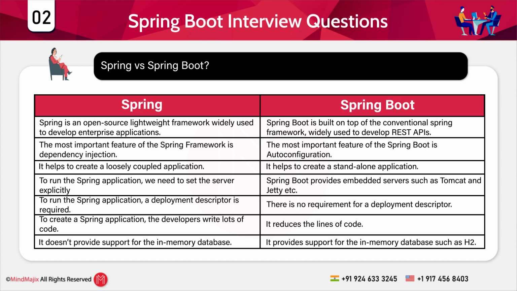And one more difference is, to run a Spring application, we need a deployment descriptor actually. There we need to specify the dispatcher servlet information. There we need to specify the controller information. All this information is required, right? Either in the web.xml file, or in the Spring servlet.xml, dispatcher servlet.xml file, any XML file, or Spring configuration.xml file. In any XML file, we need to provide the entire information related to the deployment descriptor. But from the Spring Boot point of view, there is no requirement for a deployment descriptor.